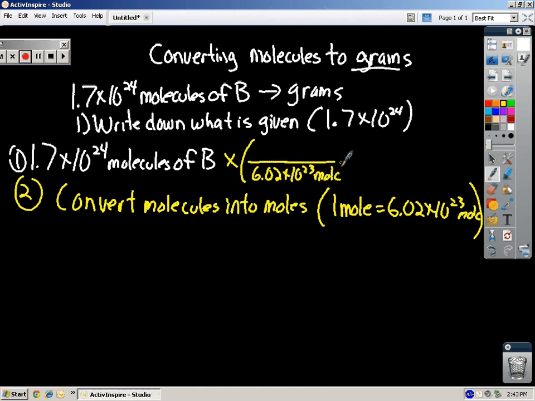I'll abbreviate molecules with MOLC just to make it easy. 1 mole of boron for this many molecules of boron. That's Avogadro's number, right? 6.02 times 10 to the 23rd. So are we taking this number and multiplying, or are we going to divide in this case? By 6.02. Divide it, and that's what we need to do. All right, so that's your conversion step.